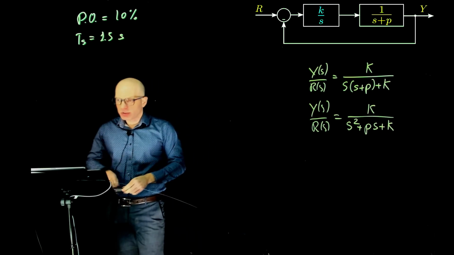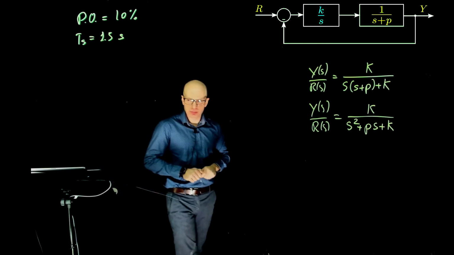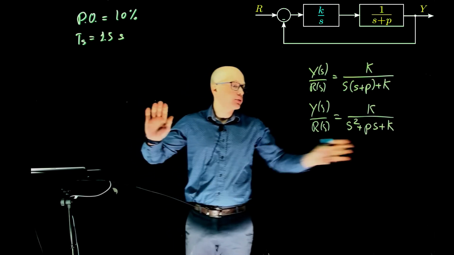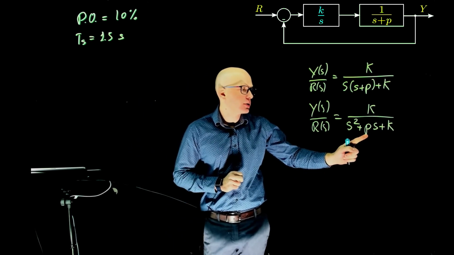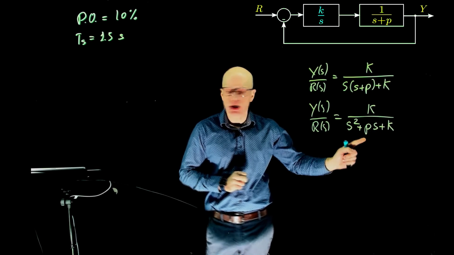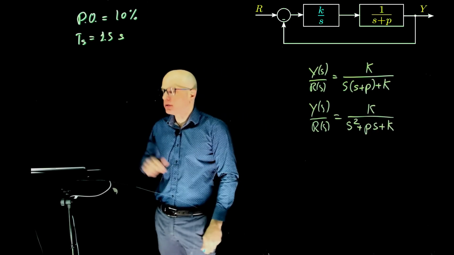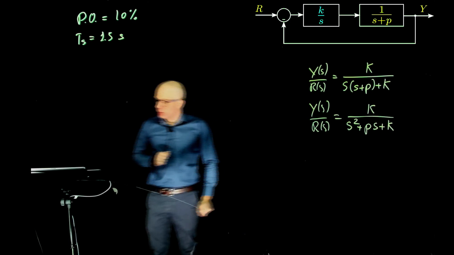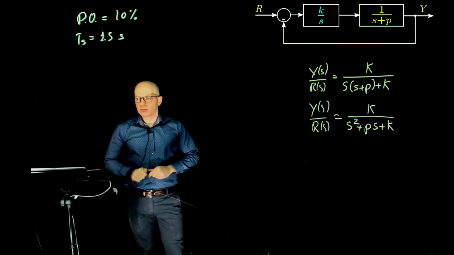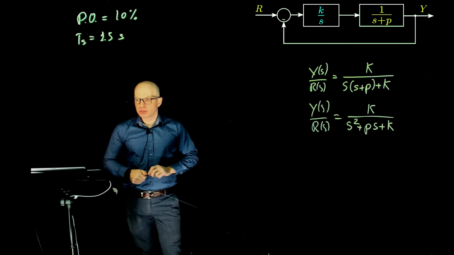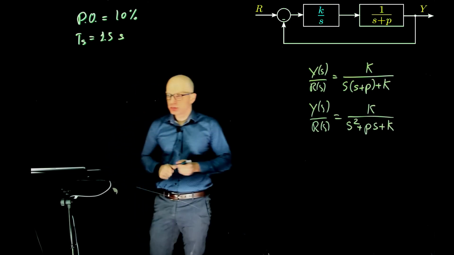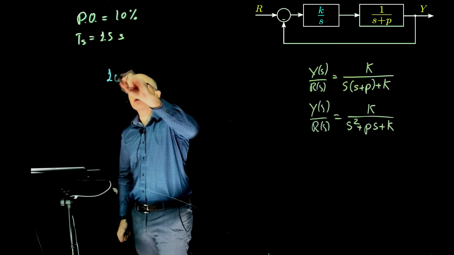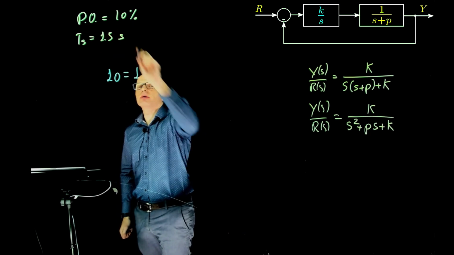What do we do next? We have the transfer function. The transfer function has a characteristic equation here that depends on K and P that we need to define. And we want to meet these two criteria here. What do we do next? We want to find a damping ratio for the 10% overshoot, so then we can find P. Very good.